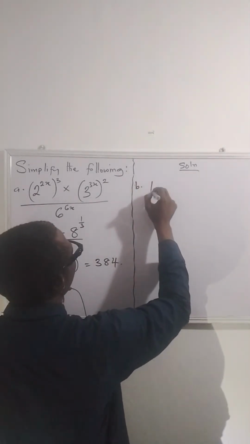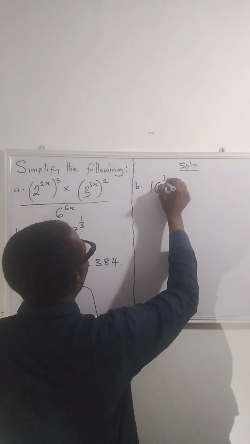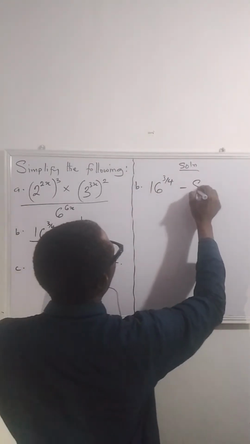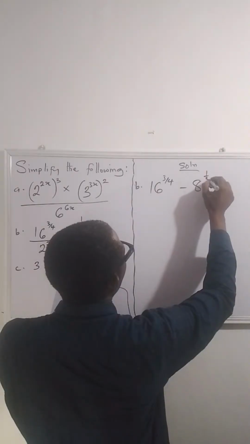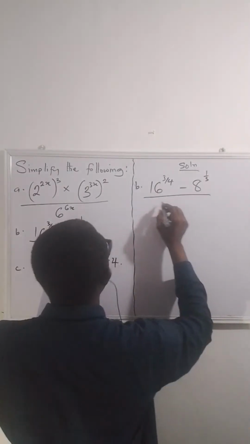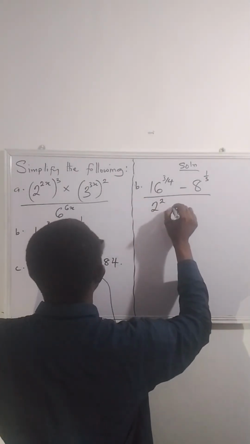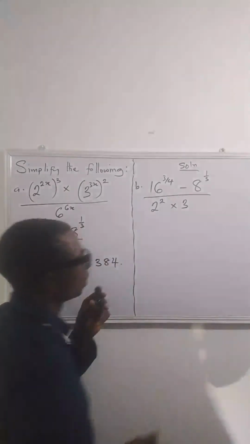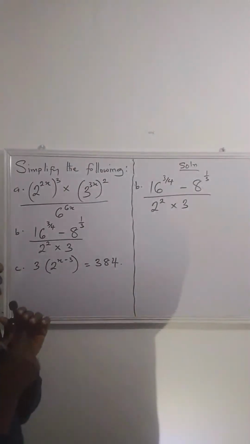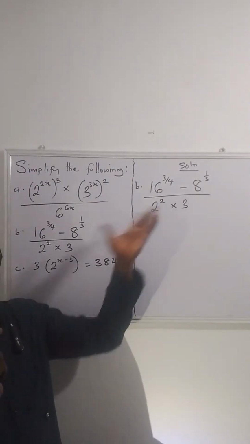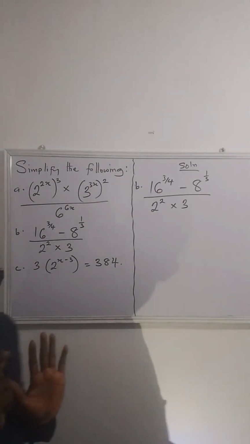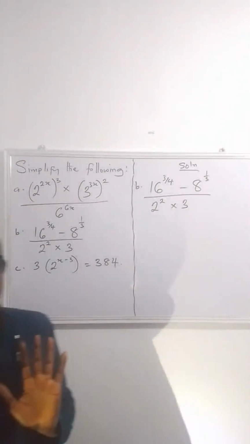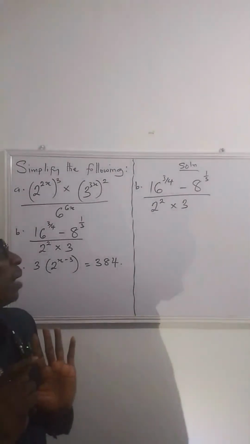We have 16 raised to the power of 3 over 4 minus 8 raised to the power of 1 over 3, all over 2 raised to the power of 2 times 3. Okay, so now look at this question. How do you solve this problem? What comes to mind is the laws of indices that I'm going to apply here.